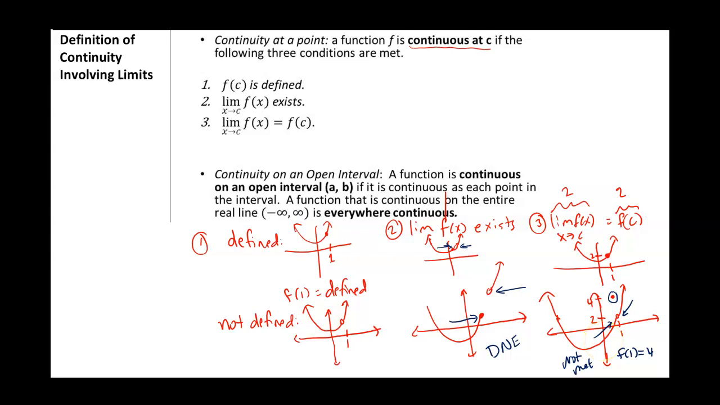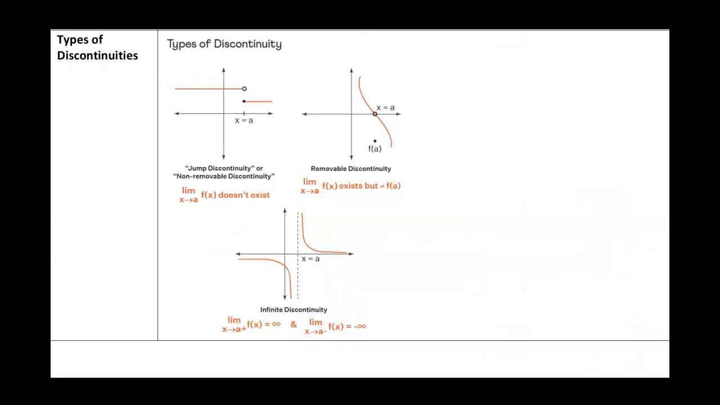So let's take a look at some examples. Well, before that, I'm sorry, we have different types of discontinuity. The first type of discontinuity is called a jump discontinuity, which means a function is going to basically jump from one y value to the next at a particular x value, and the limit doesn't exist. That's called a non-removable discontinuity.